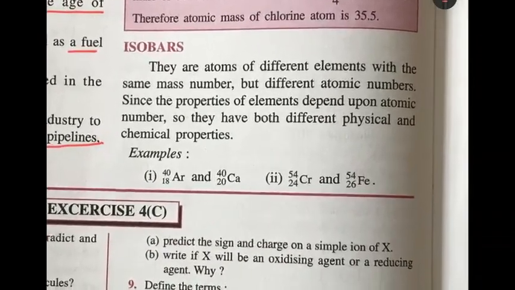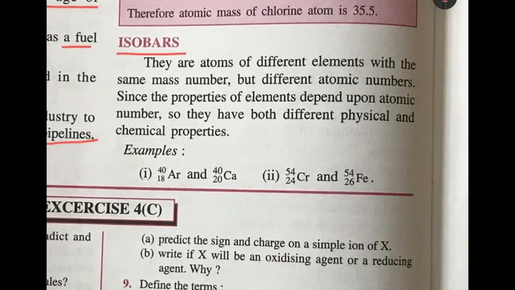Okay. Now we move on to isobars. When we talk about isobars, it is just the opposite of isotopes. Now remember, in isotopes the atomic number was the same, and the mass number was different. So what is opposite in isobars? The mass number is the same but the atomic number is different.